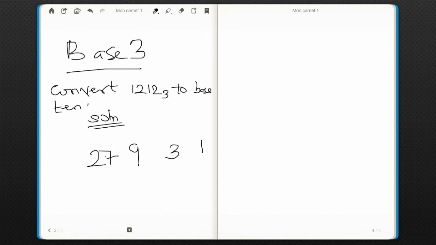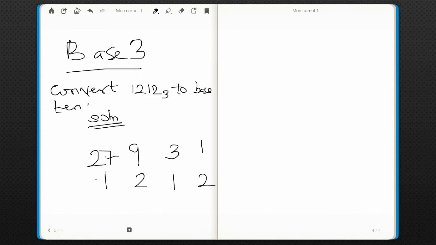In this case, I have my 4 codes already. So I have to place my digits under the codes. 1 is the first digit, it goes under the first code 27. 2 is the next one, it goes under the next code 9. 1 is the next one, it goes under the next code 3. And 2 is the next one, it goes under the next one 1.